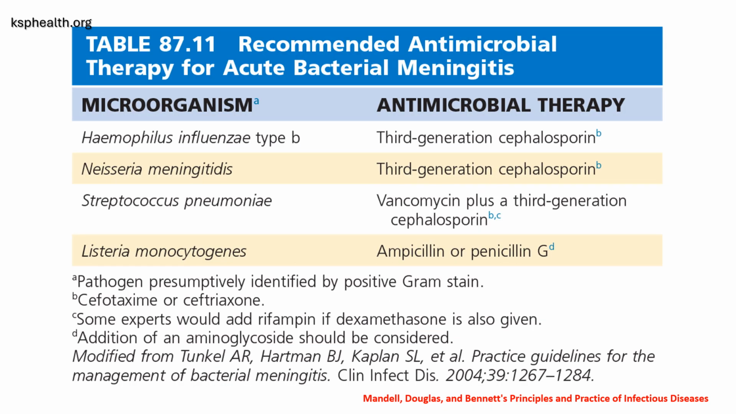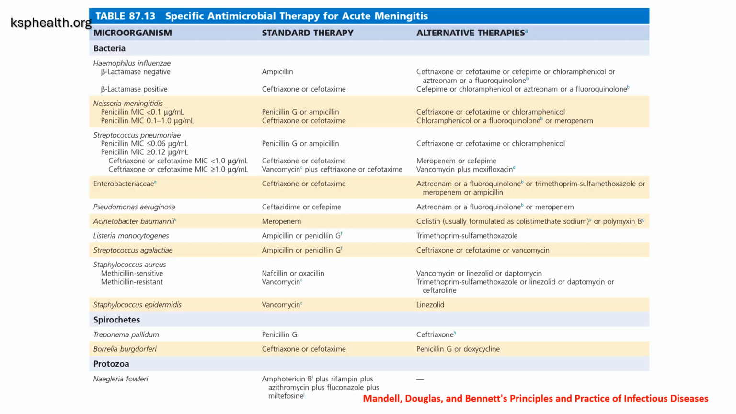Once you identify an organism like H. flu B, a third generation cephalosporin suffices. Neisseria, third generation cephalosporin. Strep pneumo, based on the geographical area, here we follow vancomycin plus third generation cephalosporin such as ceftriaxone. When you identify Listeria monocytogenes, ampicillin or penicillin G will treat bacterial meningitis.